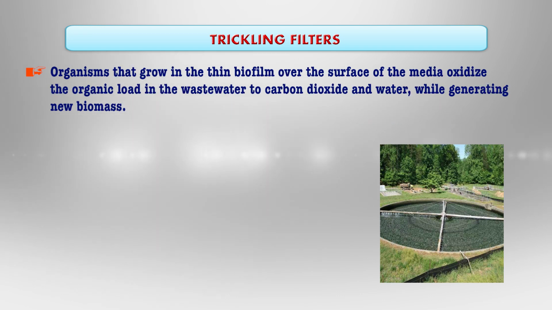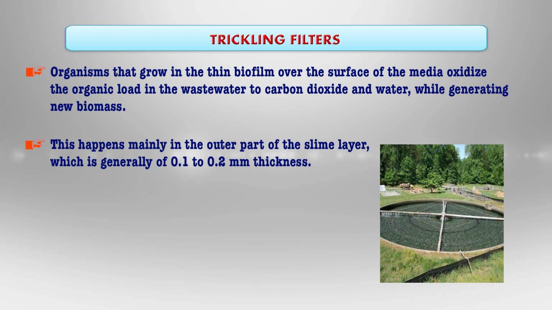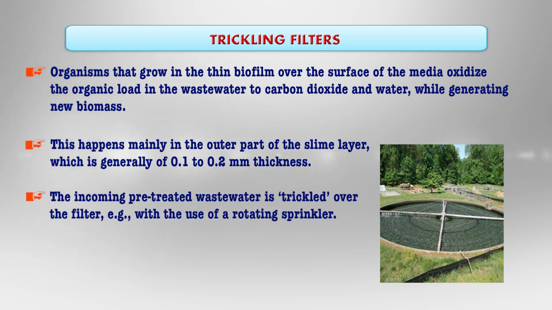Organisms that grow in the thin biofilm over the surface of the media oxidize the organic load in the wastewater to carbon dioxide and water, while generating new biomass. This happens mainly in the outer part of the slime layer, which is generally 0.1 to 0.2 mm thick. The incoming treated wastewater is trickled over the filter, like through a rotating sprinkler. In this way the filter media goes through cycles of being dosed and then exposed to air.